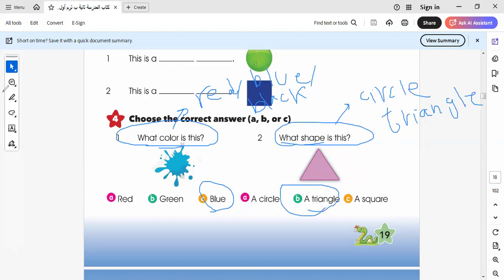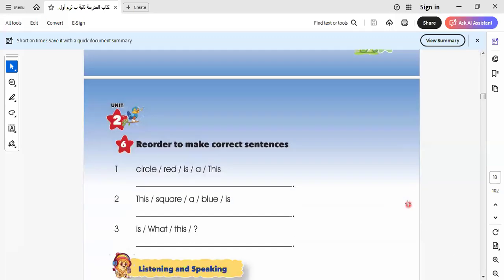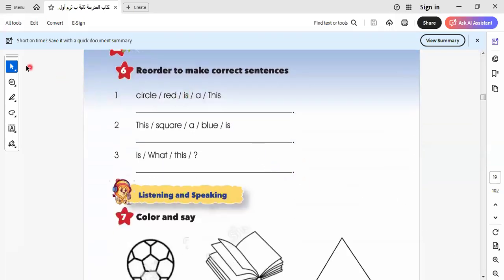Let's continue the rest of the exercise. I think the lesson today is interesting. It's not boring. I'm interested in it today. As for myself, I would like you to be interested in this lesson.